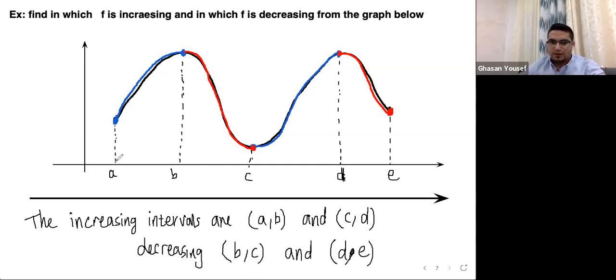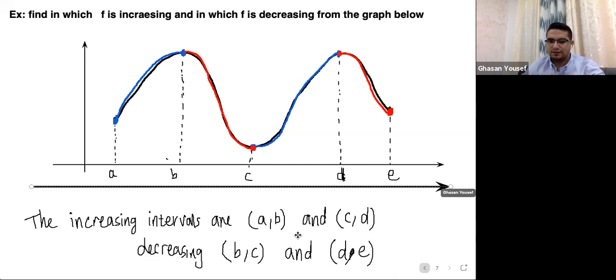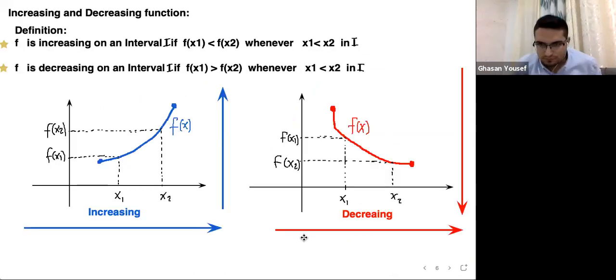Perfect. So increasing from A to B, because going up the mountain; going from the top of the mountain down is decreasing from B to C. Going up again from C to D, this is increasing, and this is decreasing again from D to E. Can you go back? Yes, here. Jennifer.